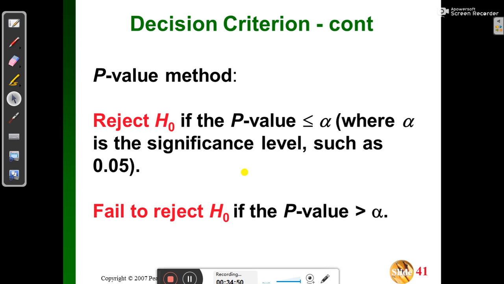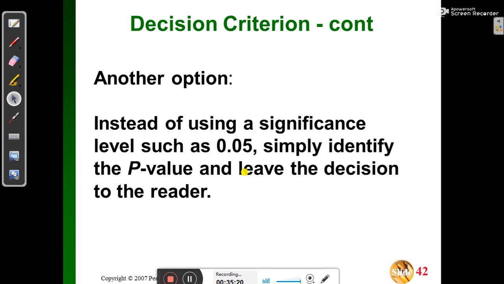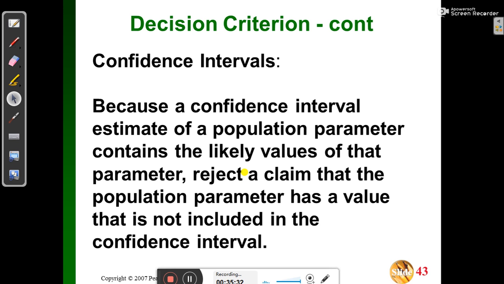0.01, 0.05 and 0.10. That is your choice and the most popularly used choices, but that also differs in different research areas. You can go to the literature to see why and how the significance level can be chosen in your study. But in general, most studies choose a 0.05, 0.10 or 0.01 significance level. Another option, instead of using a significance level such as 0.05, is to simply identify the p-value and leave the decision to the reader. That is also one conclusion we can make from the p-value.